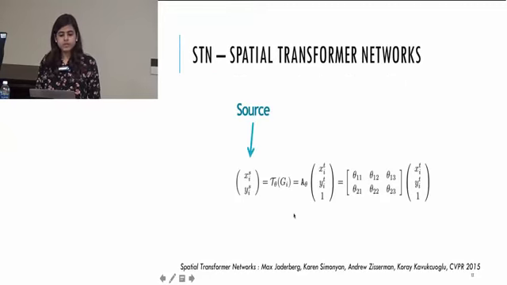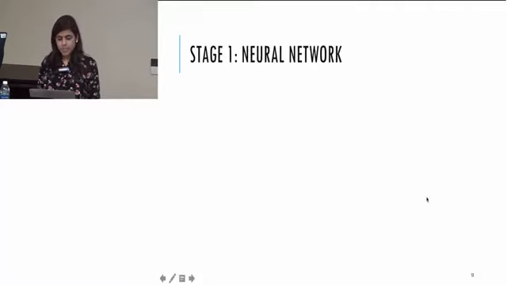You have your source coordinates. You have theta, which is your transformation matrix, given by this. Since it's an affine transformation, you have a 6-dimensional array, and then you take a product and you get the target coordinates, which are your transformed coordinates.